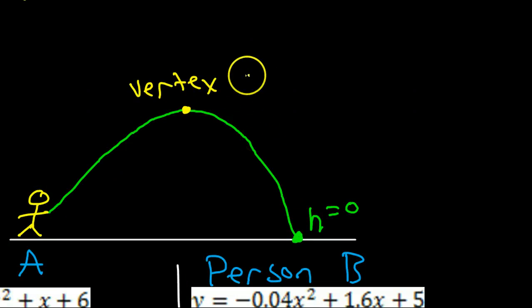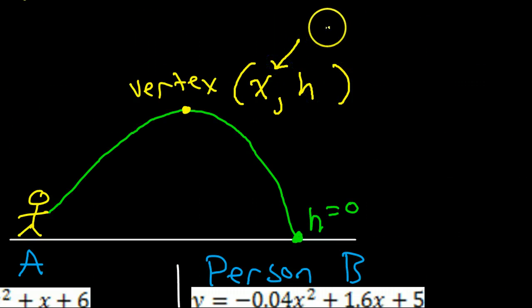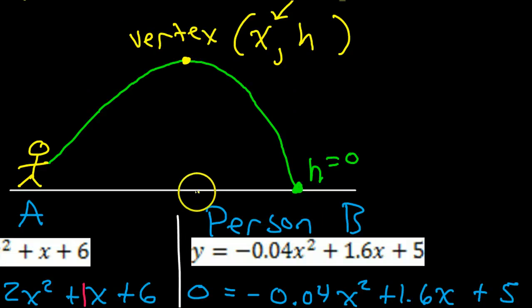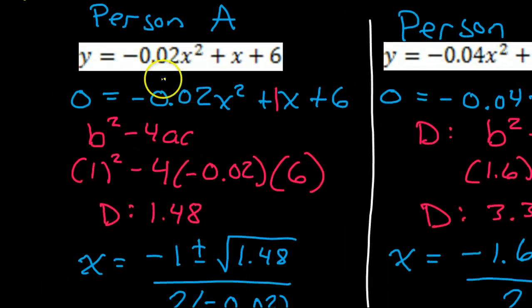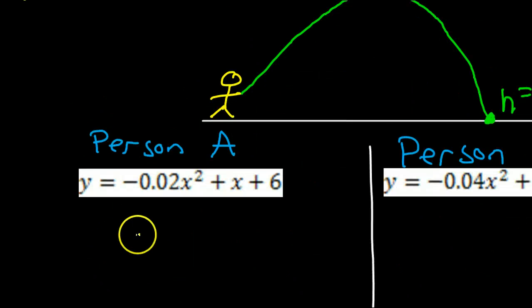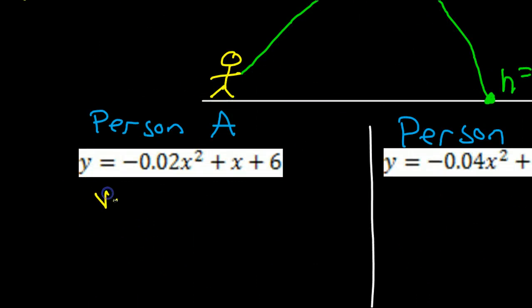Alright, so for the vertex, remember, if I want to find the x-coordinate of the vertex, and then the height that goes with it, if I want the x-coordinate of the vertex, I'm going to do opposite of B over 2A. That's the key. So let's do that for each contestant. So let me just erase this stuff.